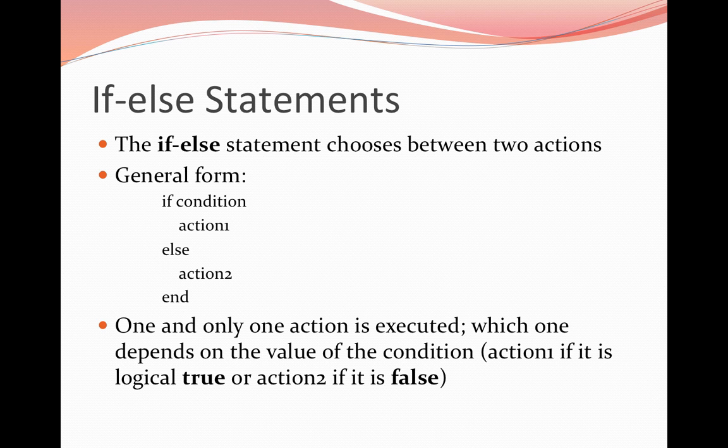If the value of the condition is true, then we execute all of the statements in action 1, and that's it, we're done. Don't even look at the rest of it. On the other hand, if the value of the condition is false, then we execute all of the statements in action 2. So we are choosing which one of these actions gets executed. Only one of the actions will be executed, either action 1 or action 2. Which one depends on the value of the condition.